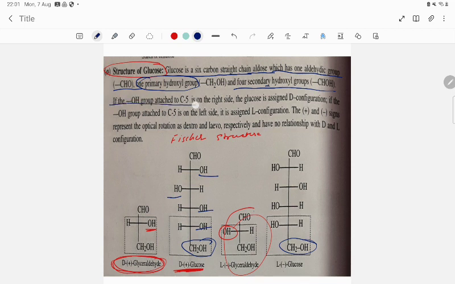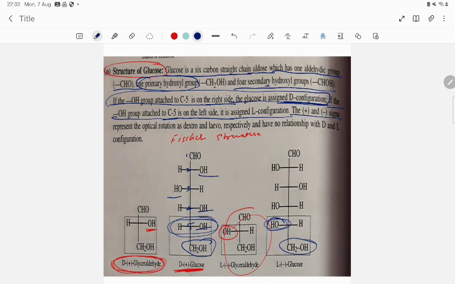If the OH group attached to C5 is on the right side, the glucose is D configuration. So at the fifth carbon, there is 1, 2, 3, 4, 5, it is on the right side, students. This is the D configuration. If the OH group attached to C5 is on the left side, it is L configuration.